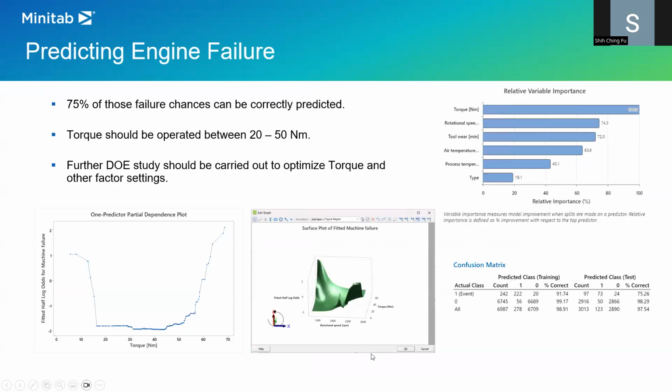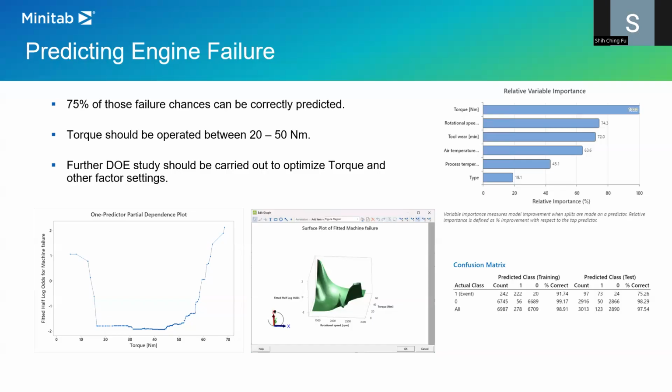Then we apply the Minitab predictive analytics module, so we can identify what the key drivers are. Torque is the most important, then rotation speed, followed by tool wear. As for how accurate the model is, if there's a chance of failure, we can identify it correctly 75% of the time. If 0, which is no failure, 98% of the time. The 75% is the most important one I'm going to read because I'm interested in failure.